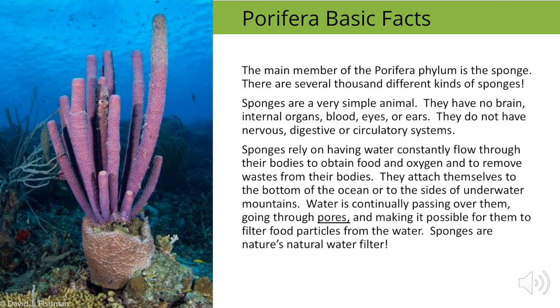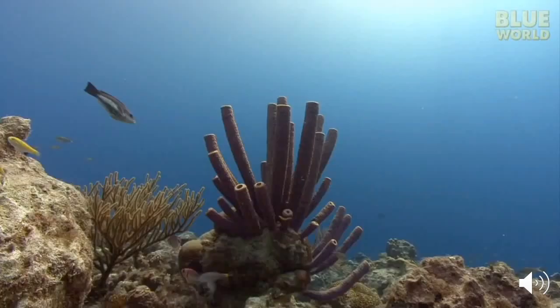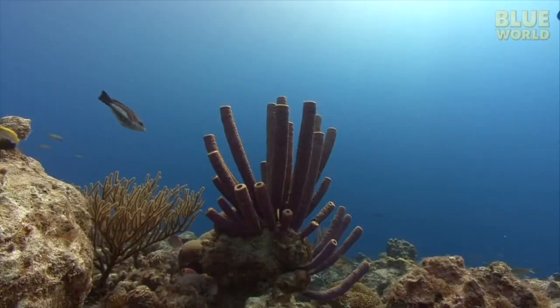Water is continually passing over them and through them, going through their pores, little tiny pores that they have all throughout their bodies, and make it possible for them to filter food particles from the water that they use for their food. Sponges are nature's natural water filter. Now we're going to watch a really cool video that shows exactly how a sponge works.